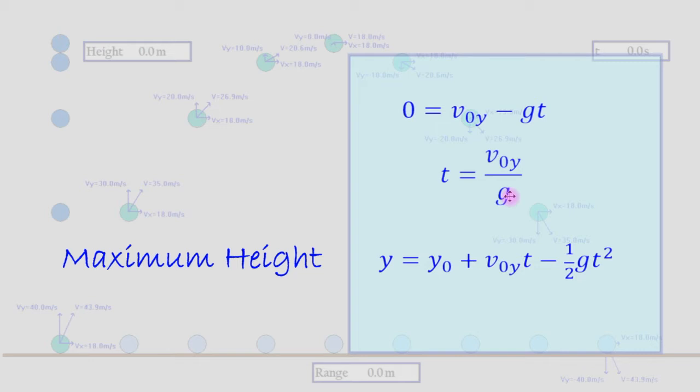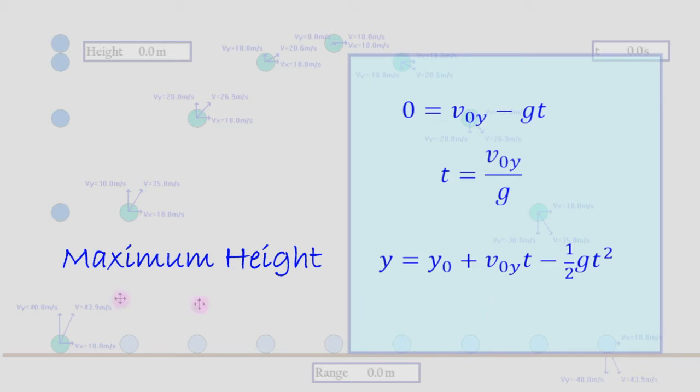Once we know that time to maximum height, we can plug it into the equation y equals y naught plus v naught y times t plus 1/2 g t squared. Plug the time into that equation, and we can find the maximum height the object attains through the path of the projectile's flight, or trajectory.